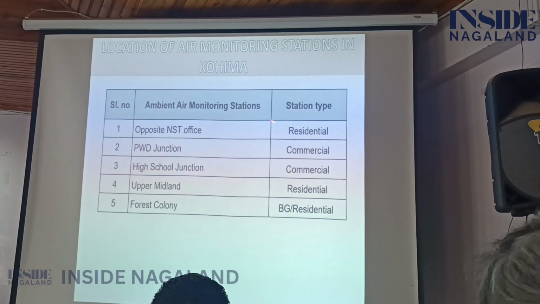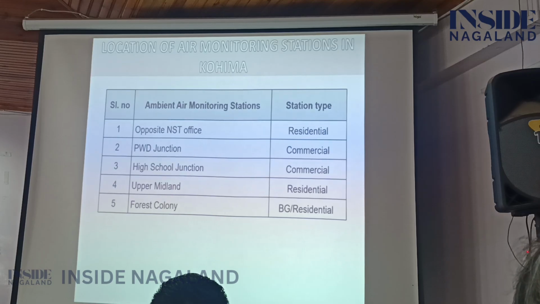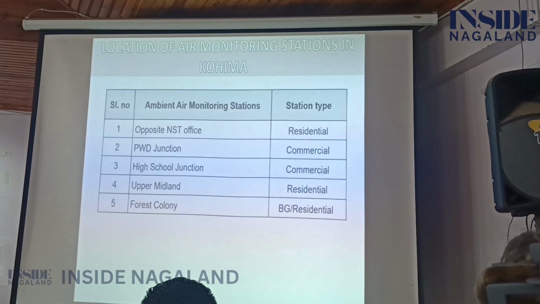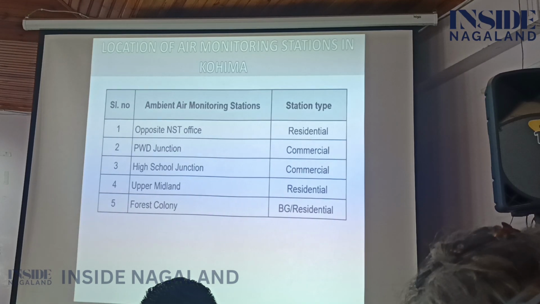If you see the station type over here, it's residential, commercial, residential, and BG, which is a background study. We have taken this into consideration because as per the Central Pollution Control Board, we need to have 3 locations: residential, commercial, and industrial. But with respect to our state, we don't have any specific industrial area where we can put those machines, so we have put them up in the residential and commercial areas.